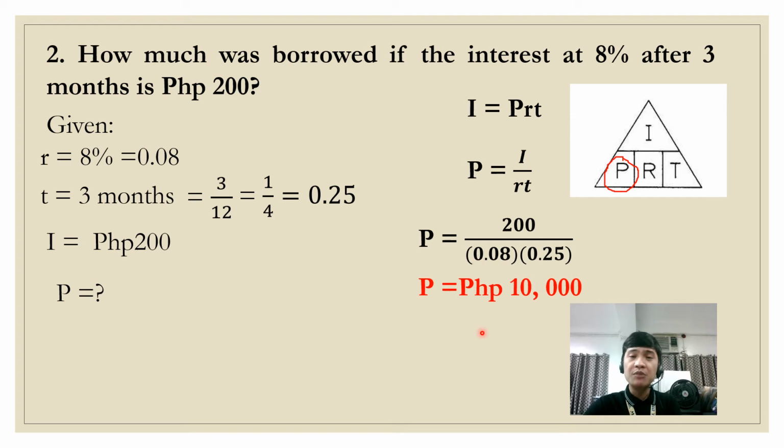In that case, our principal now is 10,000 pesos. Ibig sabihin, yung hiniram pa lang pera ay 10,000 pesos. Yung 10,000 pesos na yun ay magkakaroon ng interest na 200 pesos considering the interest rate and then the given time. Therefore, the amount of the money that was borrowed is 10,000 pesos. So that is our problem number 2.